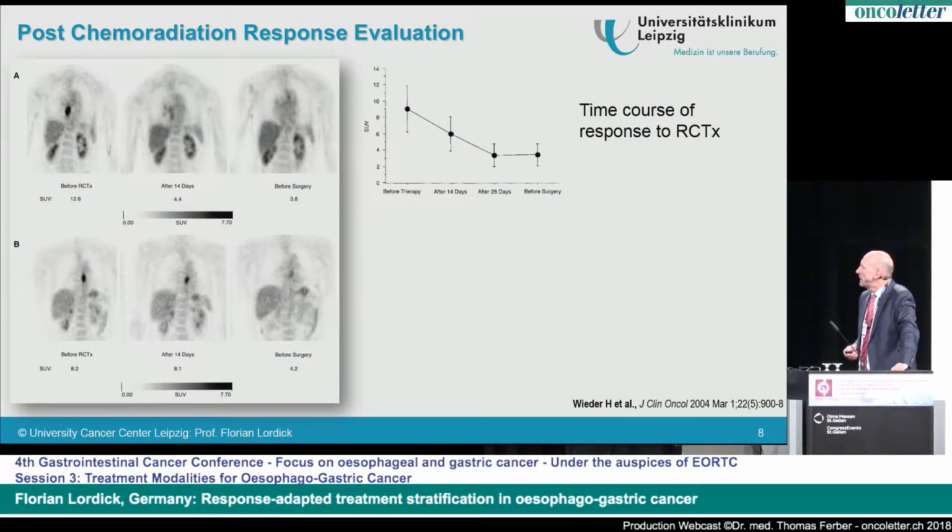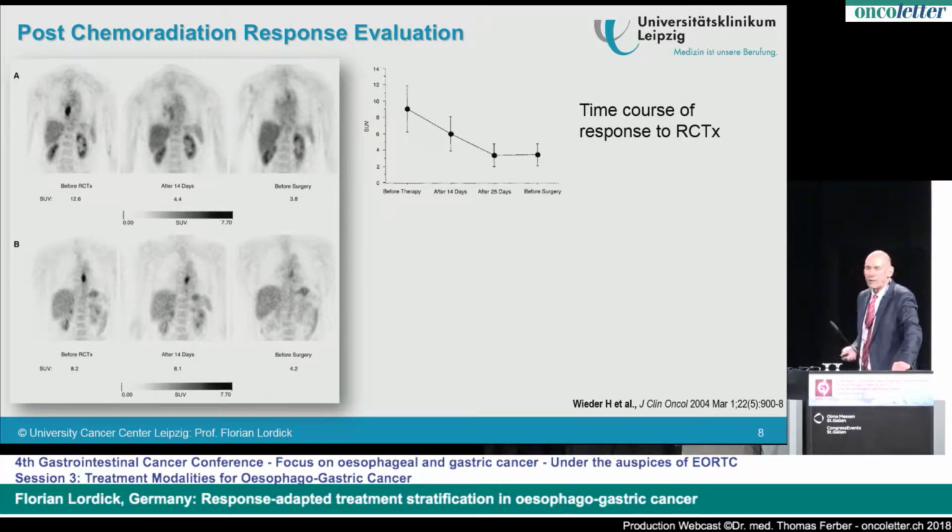What about the PET investigation? This is a paper from Hinrich Wieder, also from that time, and he nicely showed that if you monitor chemoradiation with PET, you may see an early decrease of the tumor FDG uptake, which occurs as early as 2 weeks after the initiation of chemoradiation. The tumor FDG uptake may even decrease further during the further course of treatment. So it's quite interesting, probably, to do this type of metabolic response monitoring.